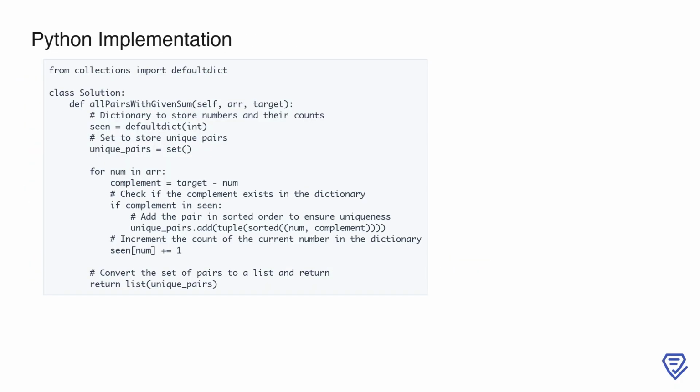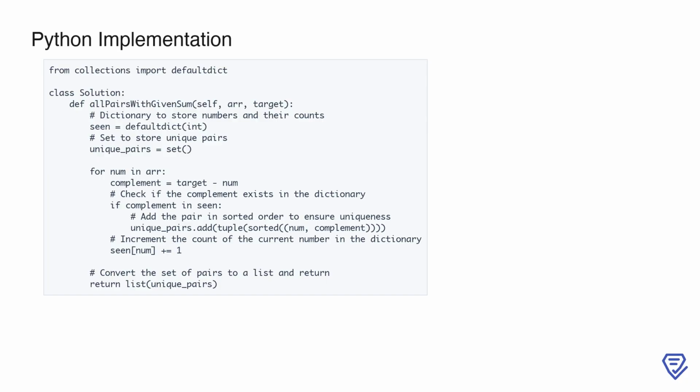This solution efficiently finds all unique pairs in an array that sum up to a given target. The method uses a dictionary to store the frequency of numbers encountered while iterating through the array and a set to store unique pairs. Here's a breakdown of the code. 1. Initialization. A dictionary seen is created using defaultdict to store the count of each number encountered in the array. A set unique_pairs is initialized to track unique pairs.